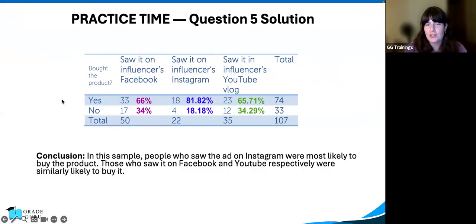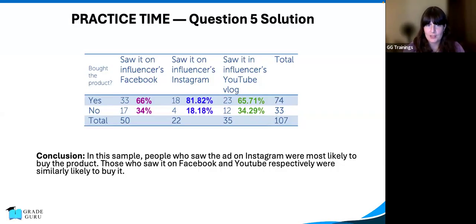Okay, so these are the percentages that you should have calculated going in columns. And then when you compared across, you should see that Instagram was the most successful platform for selling this product. So your conclusion should look something like this. In the sample, people who saw the ad on Instagram were most likely to buy the product. Those who saw it on Facebook and YouTube respectively were similarly likely to buy it. But I think the most important conclusion here is definitely that if you saw it on Instagram, you were most likely to buy it.